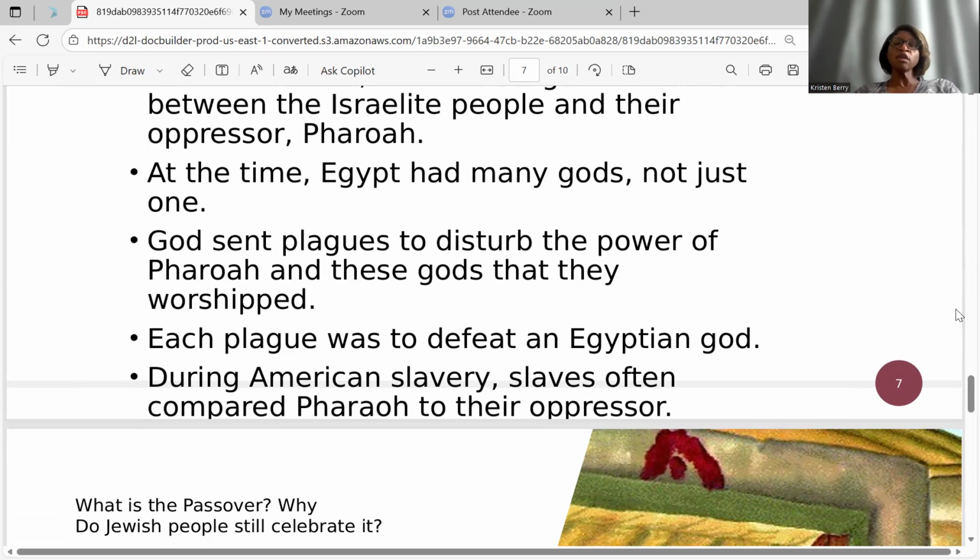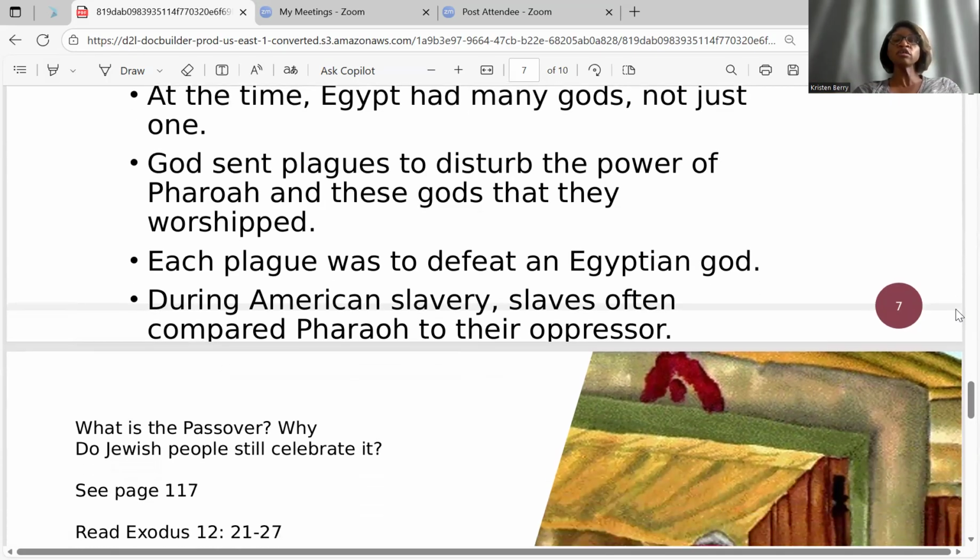God sent many plagues to disturb the power of Pharaoh because Pharaoh and his people were worshiping these multiple gods. And so there were several plagues, like the plague of gnats and boils and frogs. These particular plagues were all meant to defeat these Egyptian gods. They had more than one.